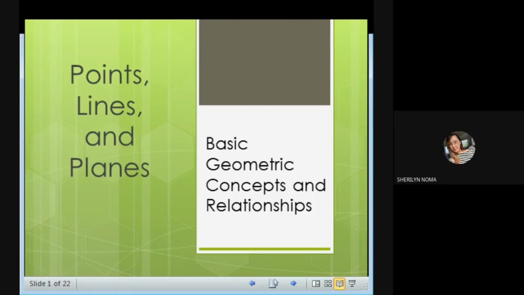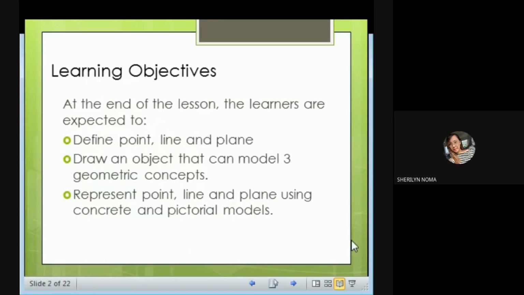Our lesson for today is about points, lines, and planes, a basic geometric concept and relationship. At the end of the lesson, you are expected to define point, line, and plane, draw an object that can model three geometric concepts, and represent point, line, and plane using concrete and pictorial model.